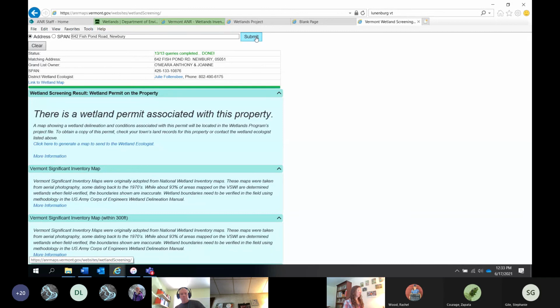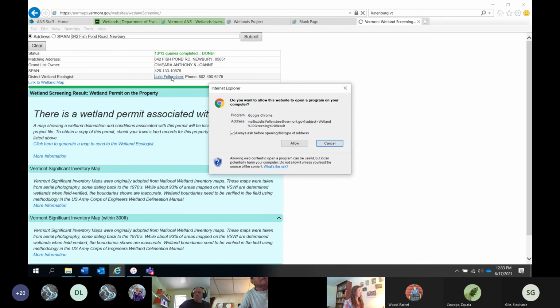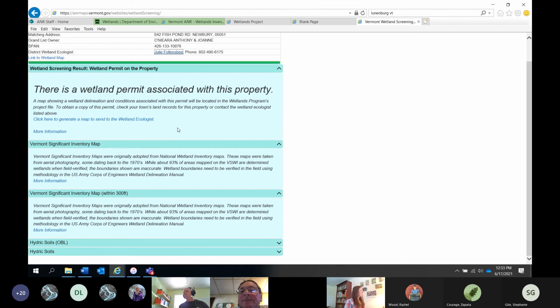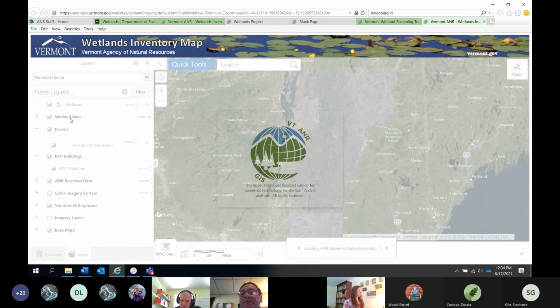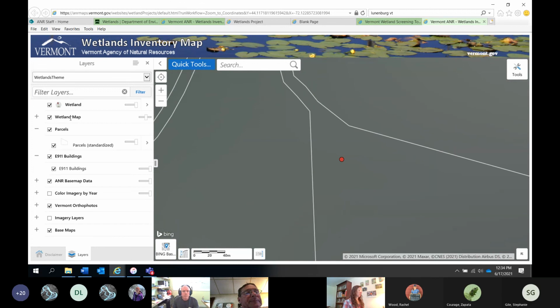642 Fish Pond Road, Newbury. So I want to point out some of the other things on here. This does actually give you the contact information too for the ecologist in the area. If you click on this, I believe that takes you to Julie's email. Let's just see. Do that later. So you can do this as well, which I think says you can generate a map to send to Julie to talk about this project.